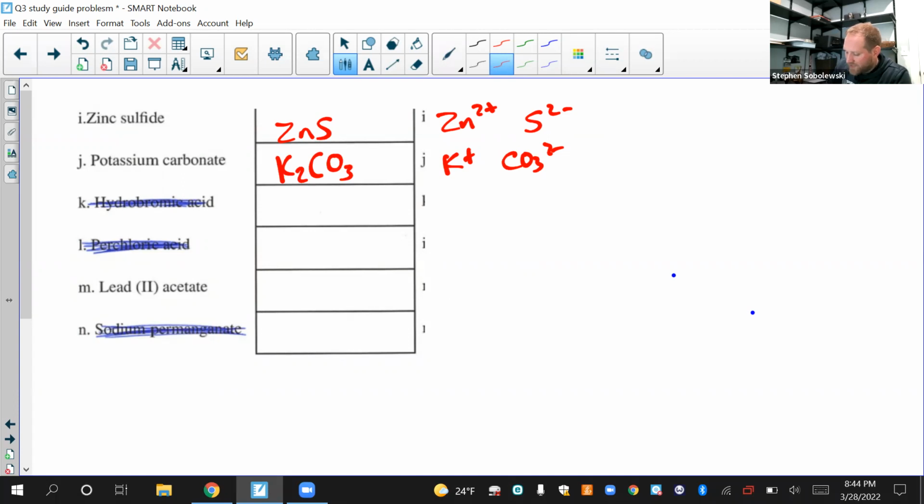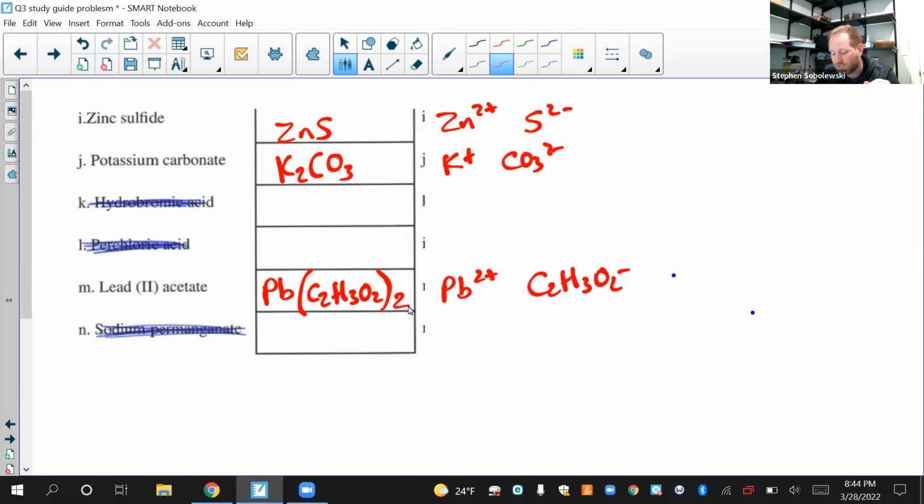Lead 2 acetate. So we have Pb with a 2+ charge. Acetate is C2H3O2 with a minus charge. Now we're going to need 2 acetates and 1 lead. So it's going to be Pb, parentheses, C2H3O2, close parentheses, 2. So you need parentheses when you have more than one of the polyatomic ion. No parentheses when you have one of them, like in K2CO3, we have 1 carbonate.